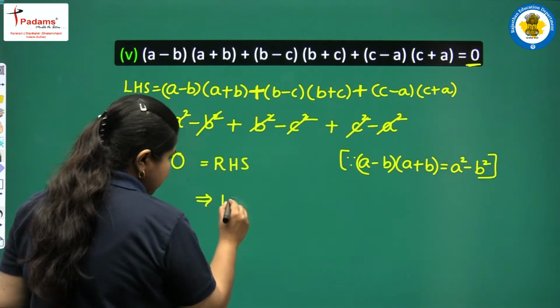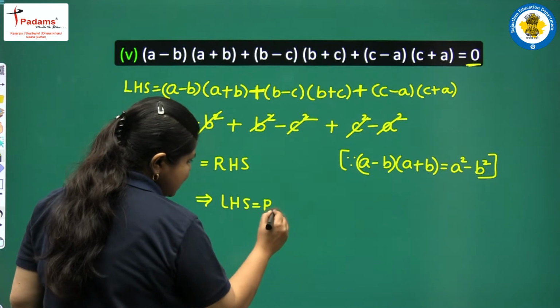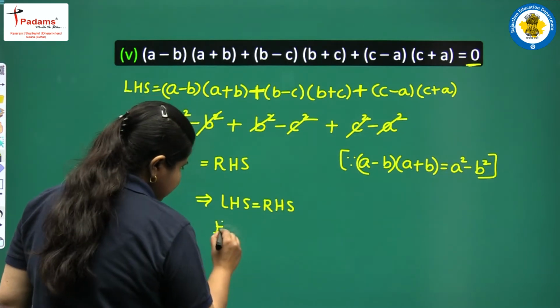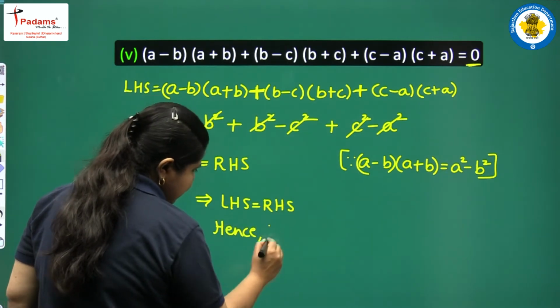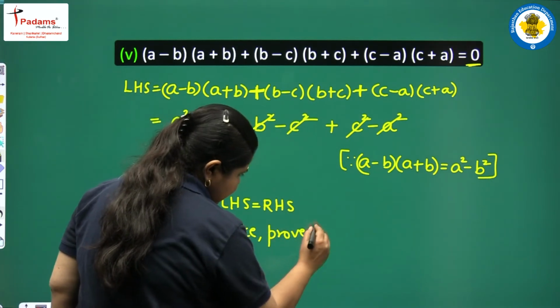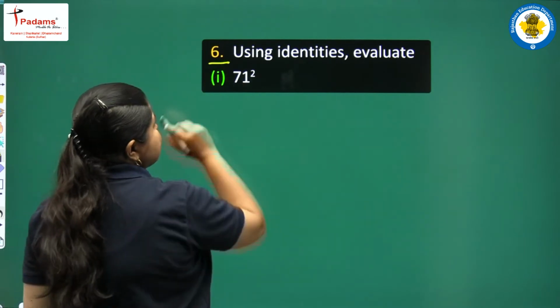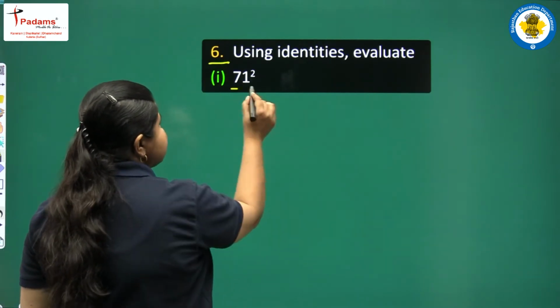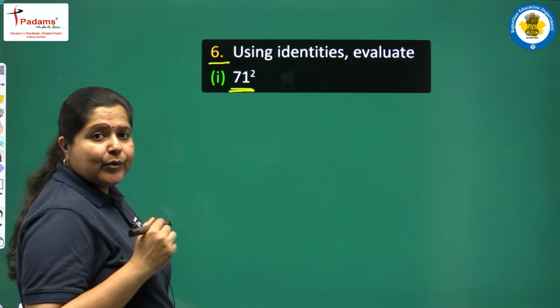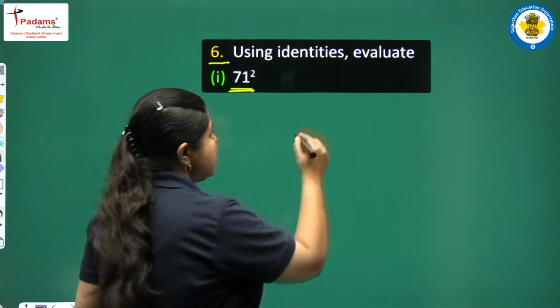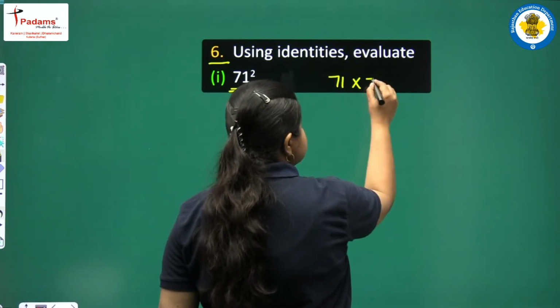This implies LHS is equal to RHS and hence the result is proved very quickly, isn't it? Next we have question 6. Using identities evaluate 71 square. Now you can find the 71 square by multiplying 71 by 71.